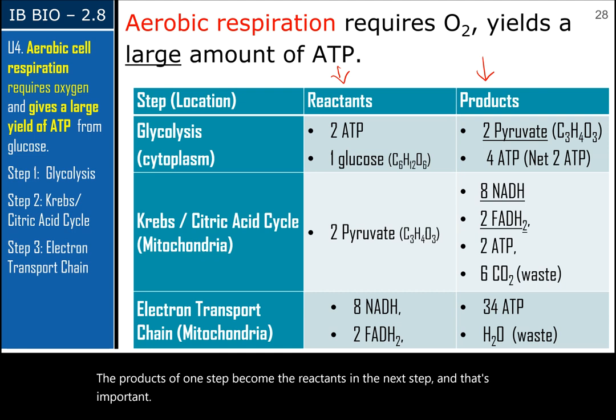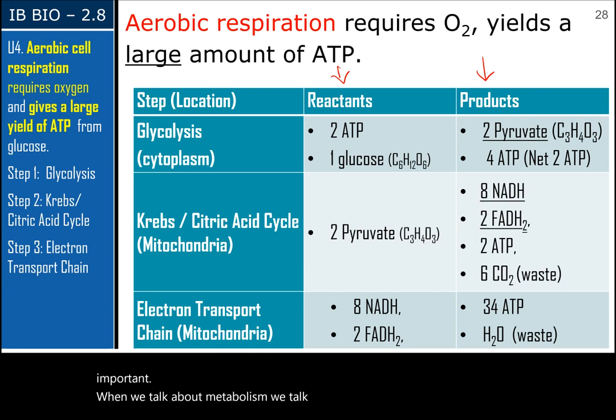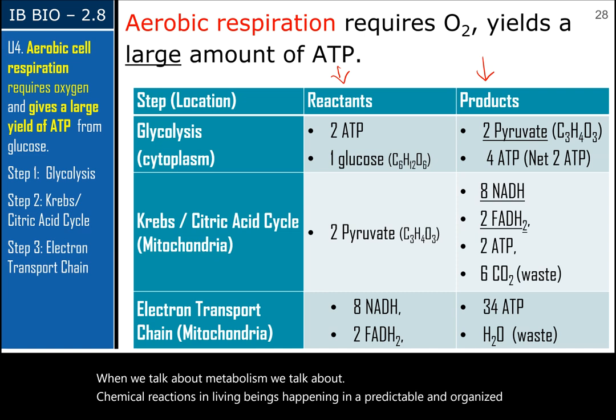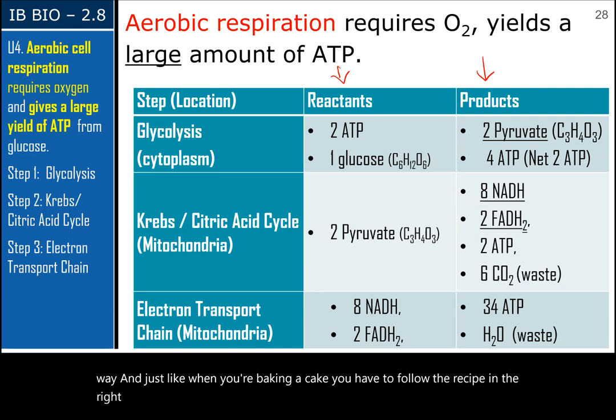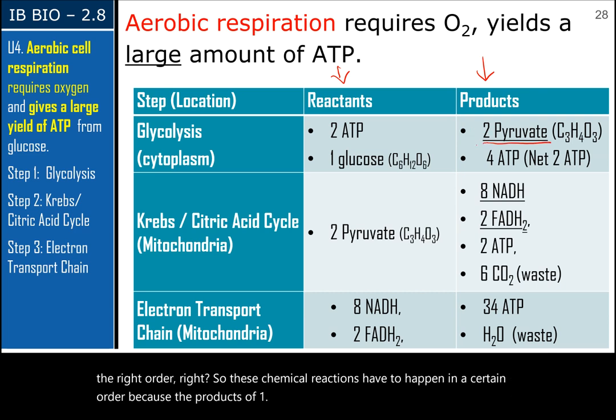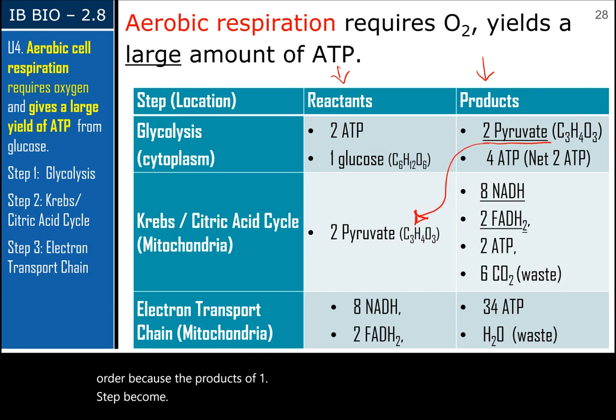When we talk about metabolism, we talk about chemical reactions in living beings happening in a predictable and organized way. And just like when you're baking a cake, you have to follow the recipe in the right order, right? So these chemical reactions have to happen in a certain order because the products of one step become the reactants in the next step. And you can see that here too. So we'll take it step by step.